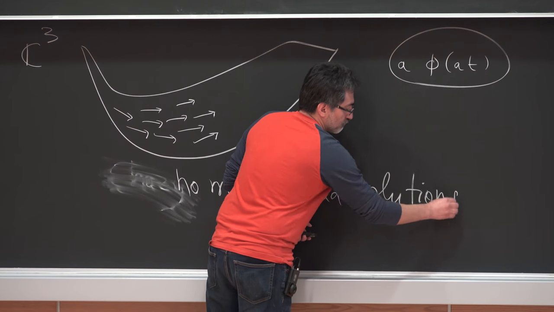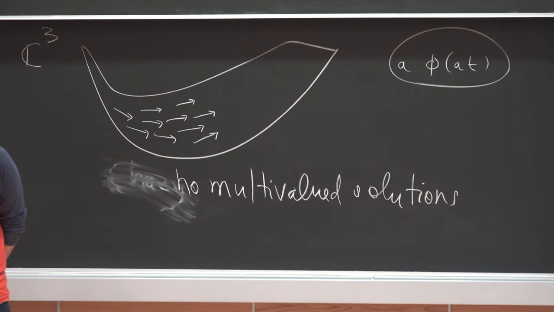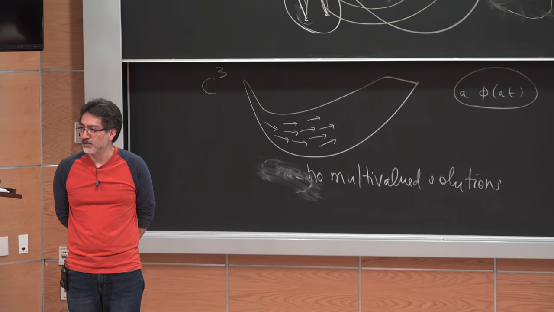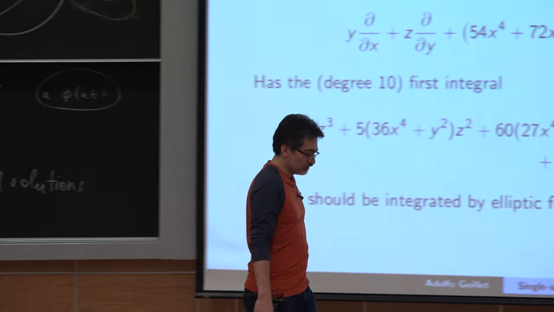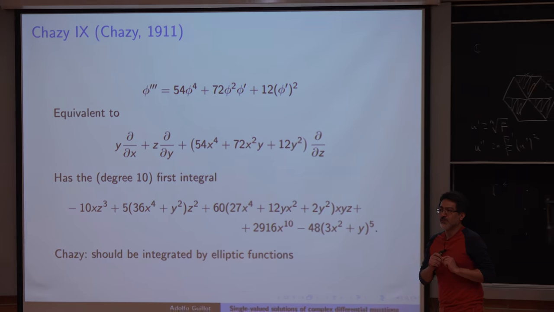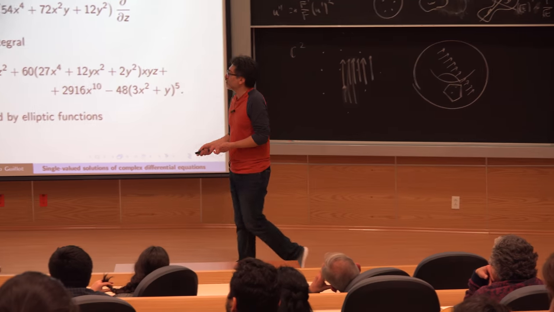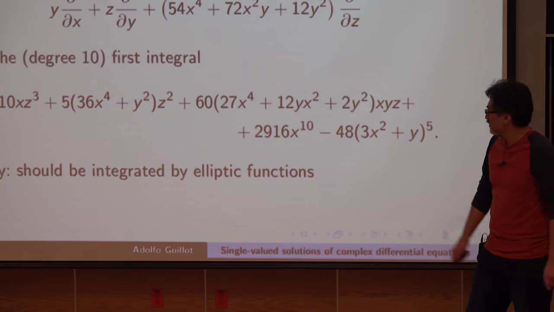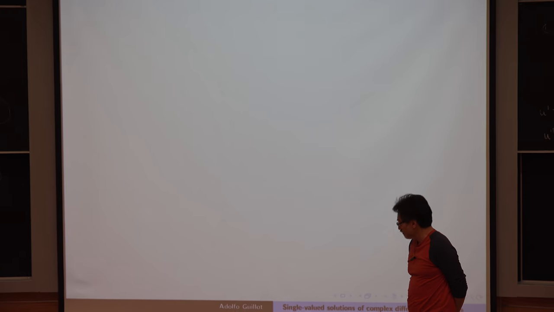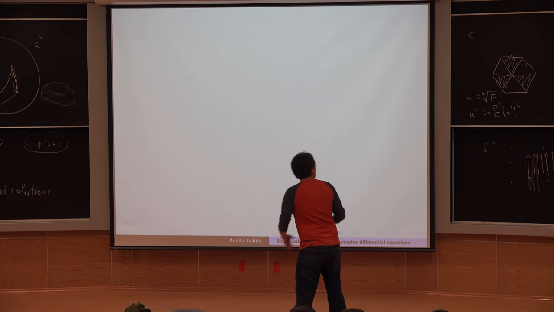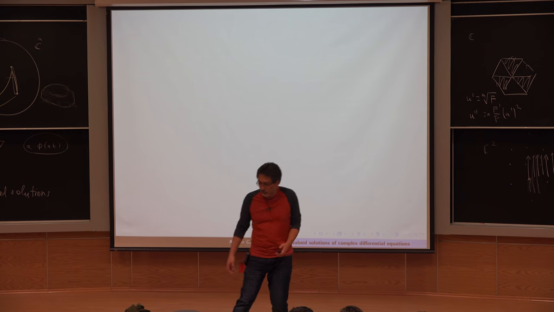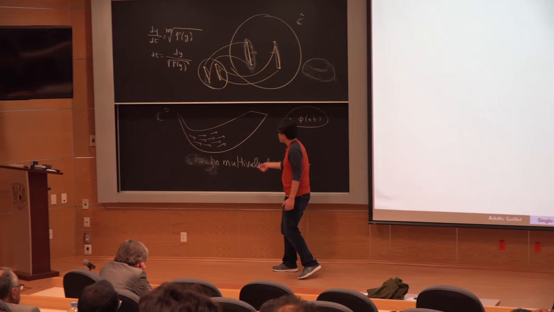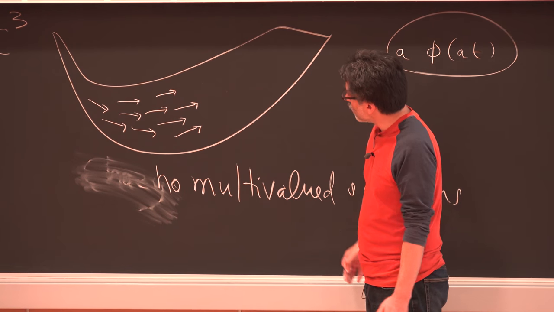Then what can we say a priori about it? Of course it might be solved by elliptic functions, it might be solved by hyperelliptic functions, but is there enough information to say something more? Can we at least partially solve in general this question by Chazy? So we have this problem in general: given a polynomial vector field in an affine variety, how can we understand this multivaluedness of solutions?